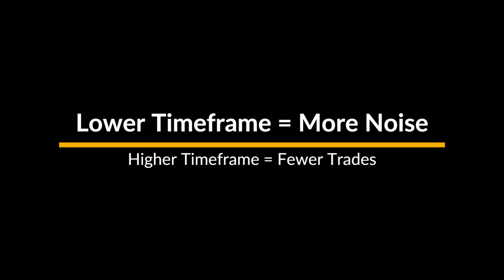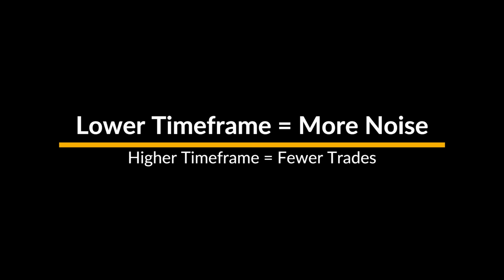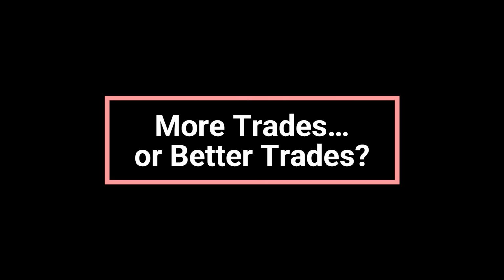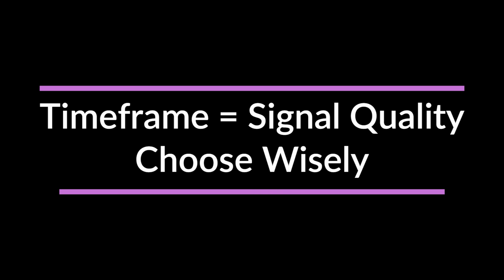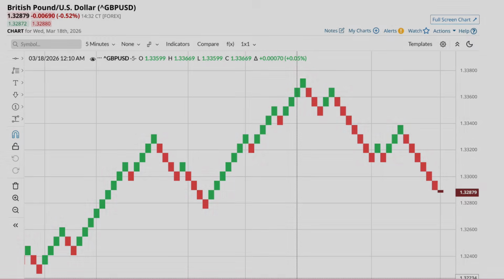Here's the easiest way to think about it. Lower time frames give you faster signals, but more noise. Higher time frames give you cleaner trends, but fewer entries. There's no perfect setting. It depends on how you trade. Let's break it down by trading style.